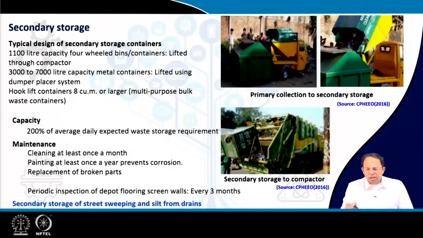As you can see in this image, this is a primary collection vehicle. This is a small auto rickshaw with a tipper at the back. It collects waste from door to door, and then comes to a secondary storage and puts this garbage inside this container via this tilting mechanism. So the primary collection vehicle has to be designed in such a way that this tilting is possible, or the design of the metal container should be such that when the vehicle comes and tilts it, the garbage can be easily transferred to the metal container.